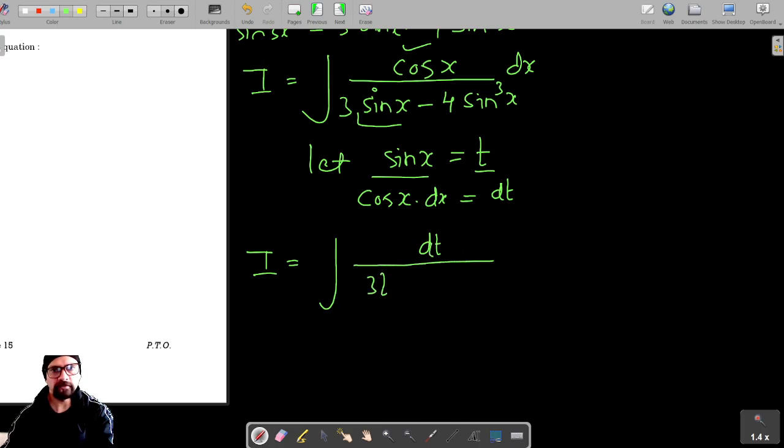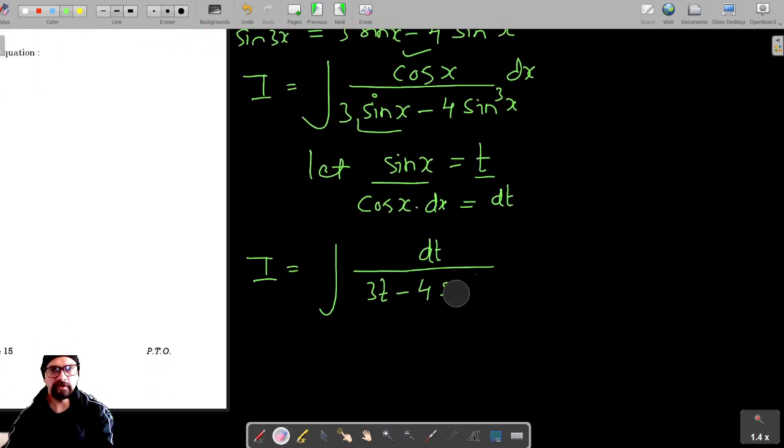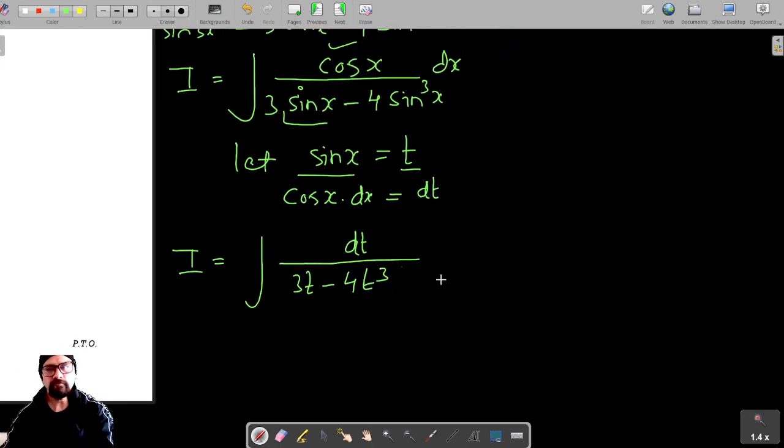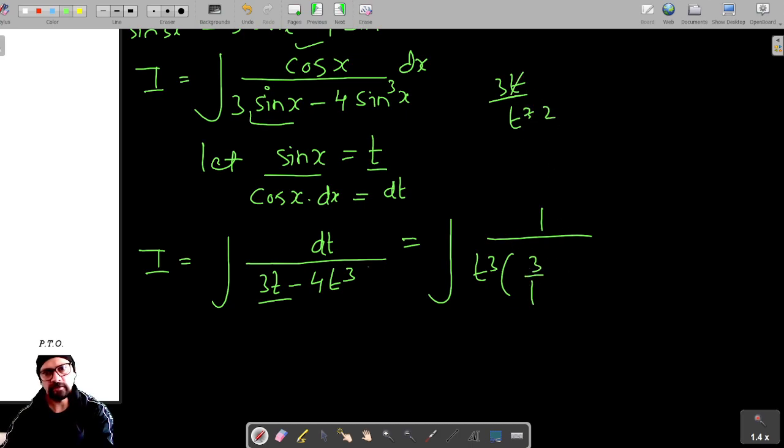3 sine x is 3t minus 4 sine cube. Okay, this is not 4 sine cube t. This is sine is t, so this is 4t cube. And it has to be further simplified. For this, let's take t cube common. So if I take t cube common here, taking t cube common means we have to divide every term by t cube. So this is 3 by t square minus 4 and dt.